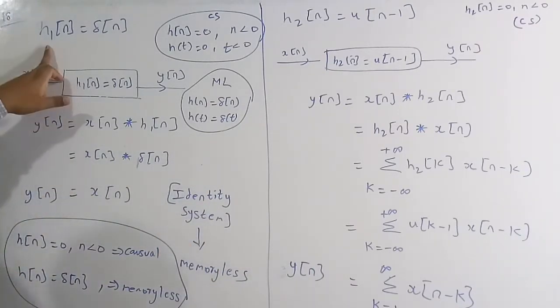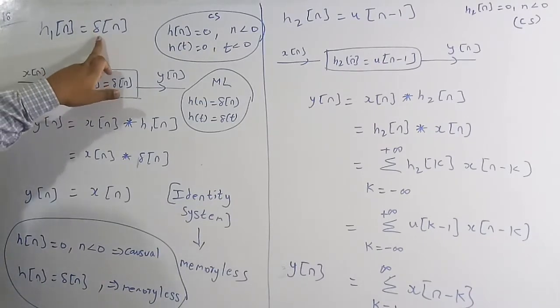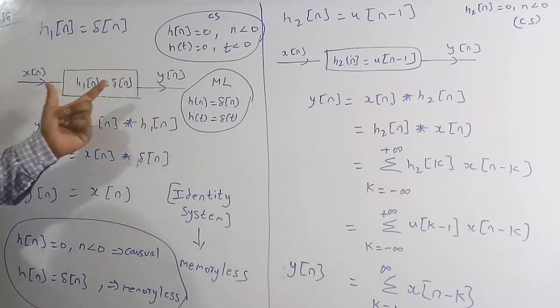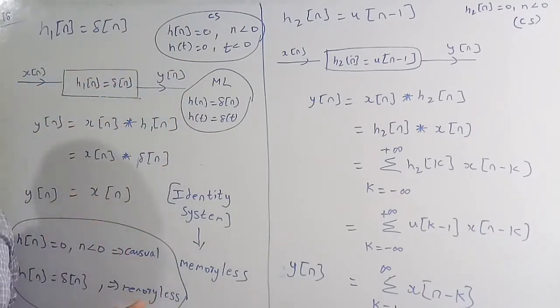So here in this question they have given h1 of n is nothing but delta of n. So now we have to define this one. Directly you must not write; you have to explain some of the important things and then write, because it's a conventional paper.